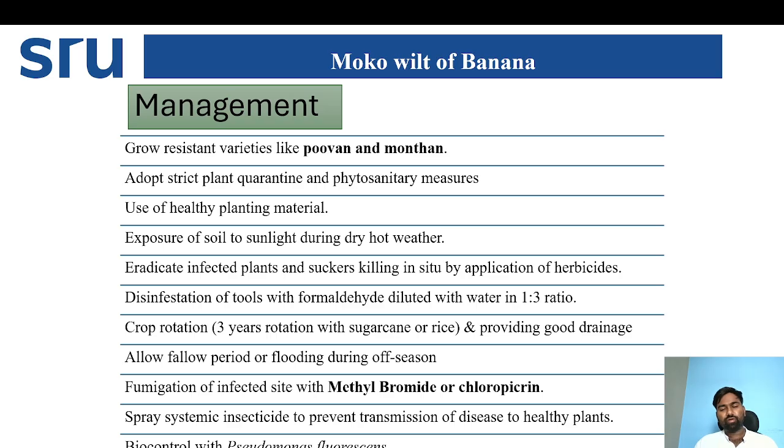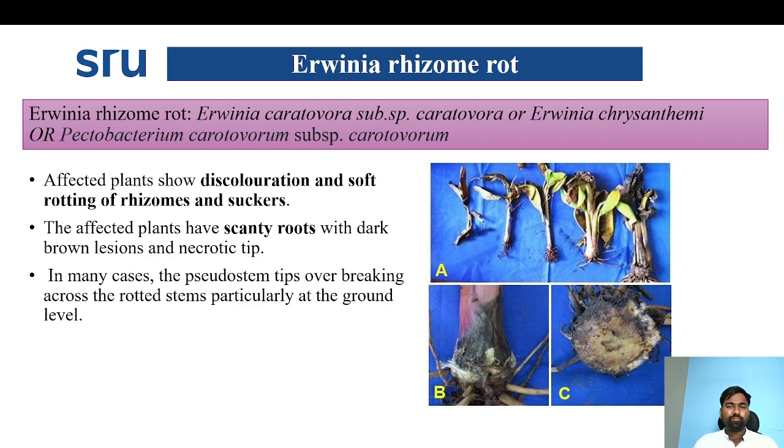And we can also go for biocontrol application of Pseudomonas fluorescens, which may be applied along with planting. You can mix it with farmyard manure or vermicompost along with oil cakes like neem cake, pongamia cake, or any other oil cakes which have antimicrobial properties. So this completes the Moko wilt or Moko disease in banana caused by Ralstonia solanacearum.